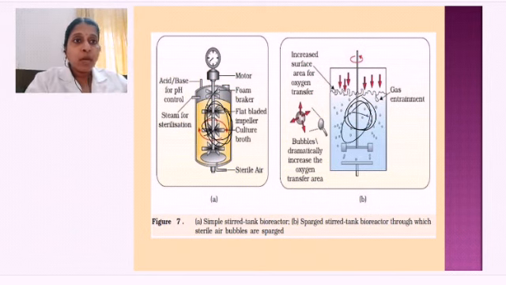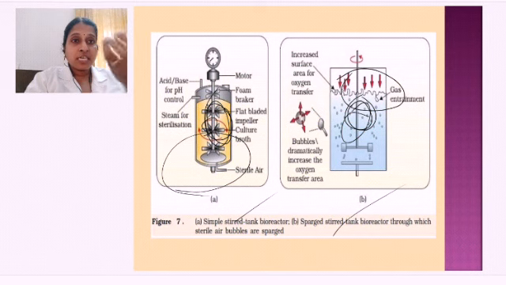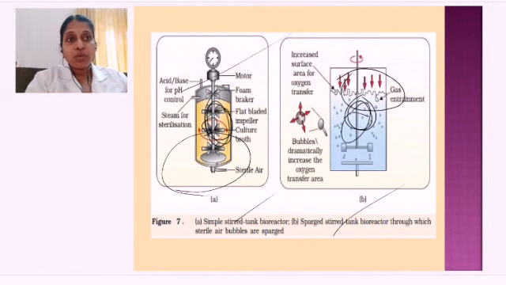There are two types. This one is a simple stirred bioreactor, and this one is a packed stirred bioreactor. Here the advantage is the gaseous supply: when sterile air bubbles are pumped in, the oxygen supply will be more compared to this one. Here agitation is there to some extent, oxygen is there, but here the oxygen supply is more.